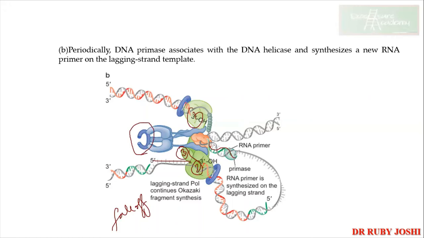To jaise hi ye aage badhega, primer ne apna kaam kar diya. Right? So what is happening now? As I said, sliding clamp के लिए क्या जरूरी है? To have primer template junction, right? So जैसे ही यहाँ पे your primer template junction is ready, the clamp loader is going to put the clamp around over here. और जैसे ही clamp ready हो जाएगा, DNA polymerase जो third one है, it will come and sit over here and will start synthesizing.